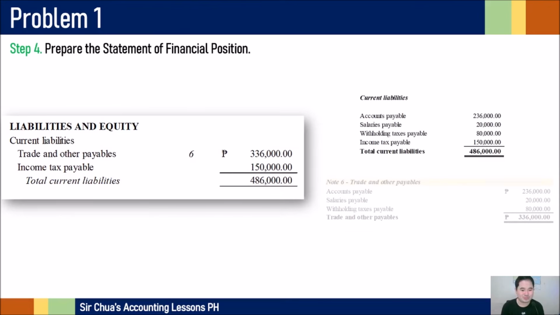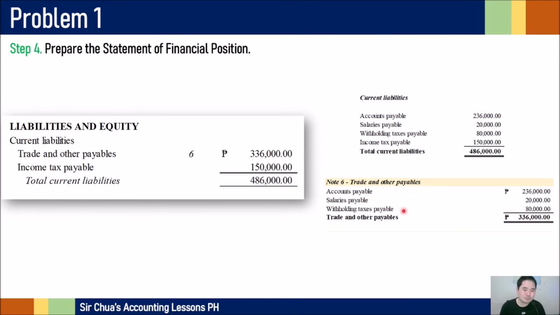Ayan po. So, ito po yung mga current liabilities natin. Hindi ko po sinama, sabi ko nga sa inyo, yung income tax payable on the professional judgment that I want my tax information to be understandable. Parang gano'n, okay? So, ang laman lang po ng trade and other payables natin is your accounts payable, salaries, and withholding tax payable, which is 336,000.